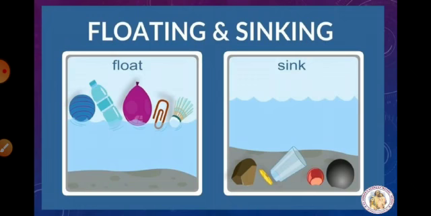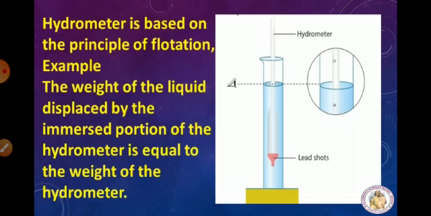So next we will move to floating and sinking. Whether an object will sink or float in a liquid is determined by the density of the object compared to the density of the liquid. If the density of a substance is less than the density of the liquid, it will float. For example, a piece of wood or a balloon, which is less dense than water, will float on it. Any substance having more density than water, for example a stone, will sink into it. You know very well about that.